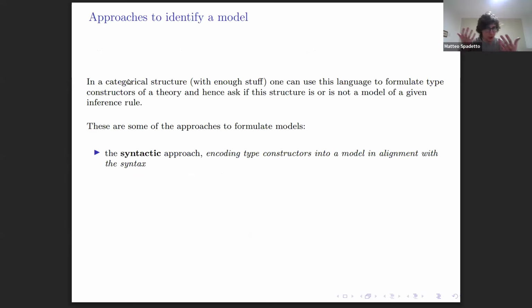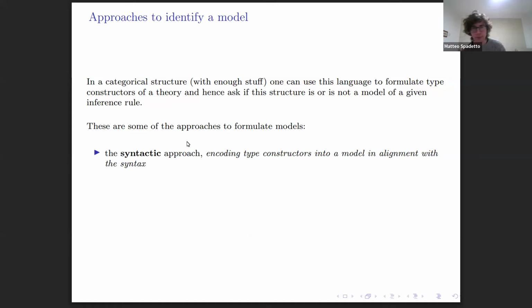If you have such a categorical structure where you can talk at least about reindexings of some arrows, then we can in fact use this internal type theory to formulate the type constructors of a theory, and hence, as I was saying before, ask ourselves if such a structure is or is not a model of a given type former or of a given inference rule.